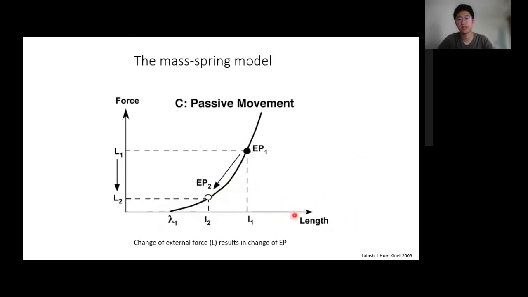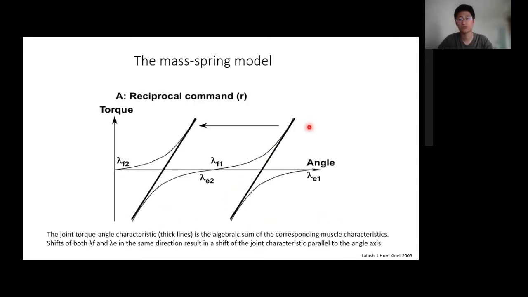Okay, so now we have been talking about a single muscle. As you see, this is length. Now, if we have two muscles, we need to consider a joint. So we need to have the joint angle and joint torque. So here we have a very simple model. We have one joint and two opposing muscles. So F is representing flexor and E is extensor.